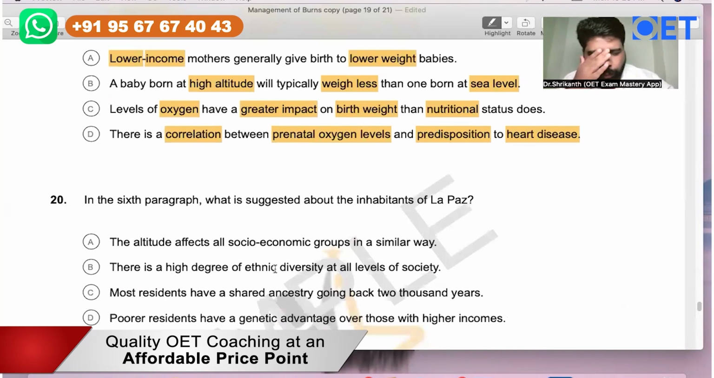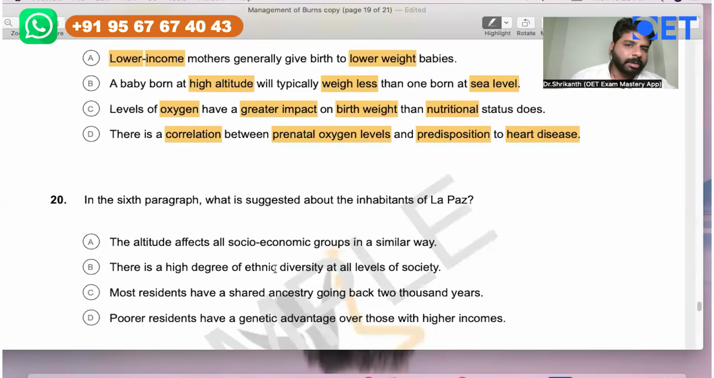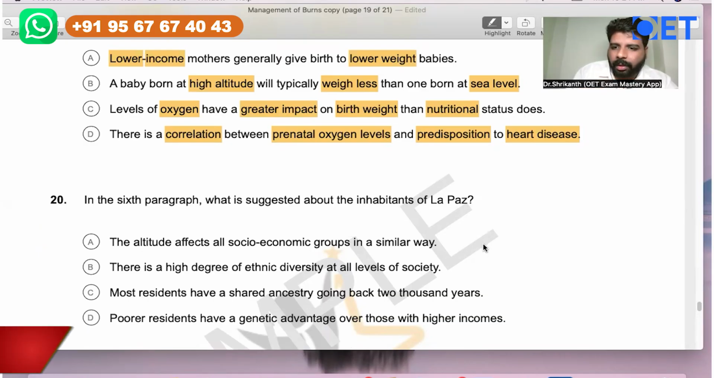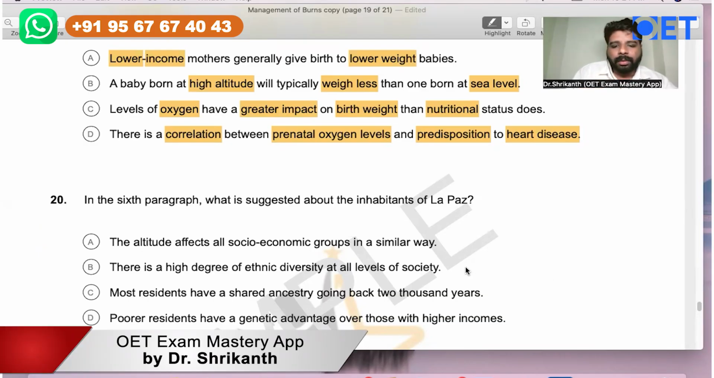Before we go to the 20th question, I want to say that everyone's brain is wired differently. For example, over here, maybe Chinju finds opinion type questions easy, maybe Dr. Lakshmi finds detail specific questions easy, maybe Ramya finds vocabulary type questions easy, or maybe Rubina finds factual based questions easy. So everyone's brain is wired differently.